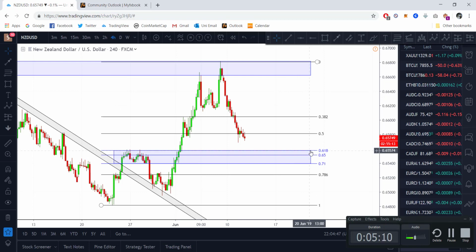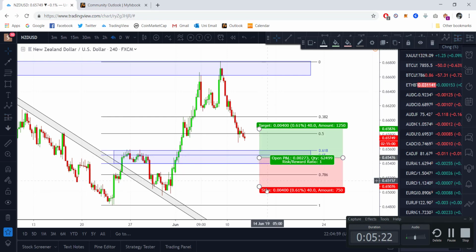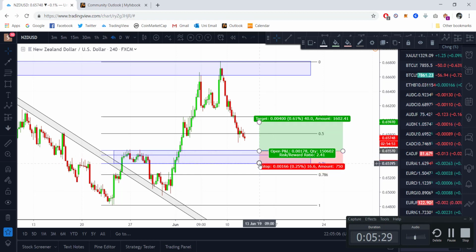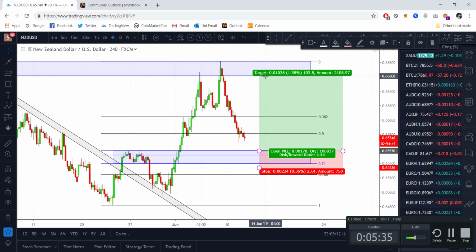Entry 1 at the 618, entry 2 at the 71, stop loss just under here. Why? Because it's just below the order block level. So let's take it halfway there. Stop loss somewhere around here, give it some room, around 16 to 20 pips. If you enter over here, around 25 pips, give it some room, and I'm going to target up there again, and I'm going to explain why.